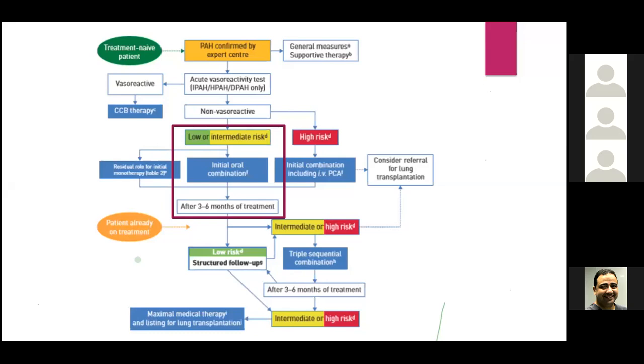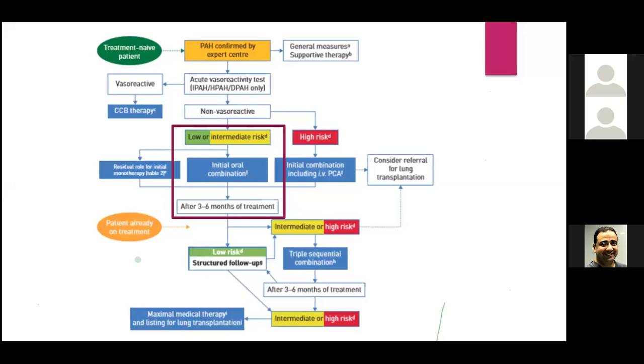If this patient has a low or intermediate risk, most of these patients right now should have an initial oral combination therapy. And the monotherapy should be reserved for selected cases, and I will mention them later. But if the patient has high risk criteria, he should have an initial combination therapy with an IV prostacyclin analog. So our patient has an intermediate risk, so she should have an initial oral combination. So the phosphodiesterase 5 inhibitor and the endothelin receptor antagonist would be good for this type of patient.